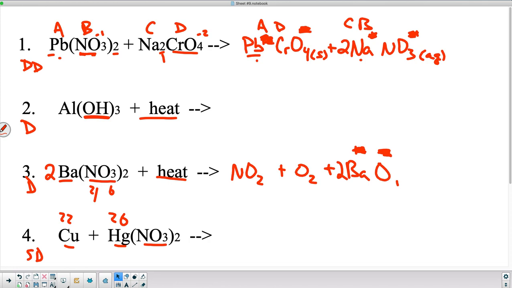That gives me 4 nitrogens, and that gives me 12 oxygens. So here I have 4 nitrogens, which gives me 8 oxygens plus another 2 equals 12. So that actually now is balanced. So I got 2, 4, 1, 2. And it looks like all the other nitrate decompositions that we've done. Okay, good luck. Please ask questions.